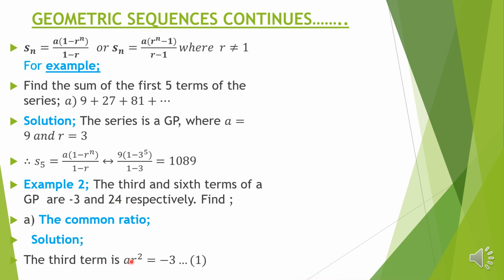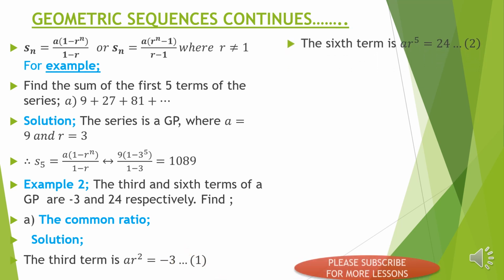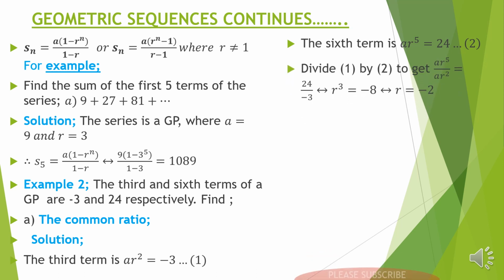So I recall that the third term is AR squared, which equals -3. I'll call that equation 1. Then I also recall that the sixth term is AR to the power 5, which I'll equate to 24. I'll call it equation 2. Once I have the two equations, I'll try to solve them. The easiest way is to divide the two equations so that some unknown values can cancel out. So I'll divide equation 2 by equation 1.